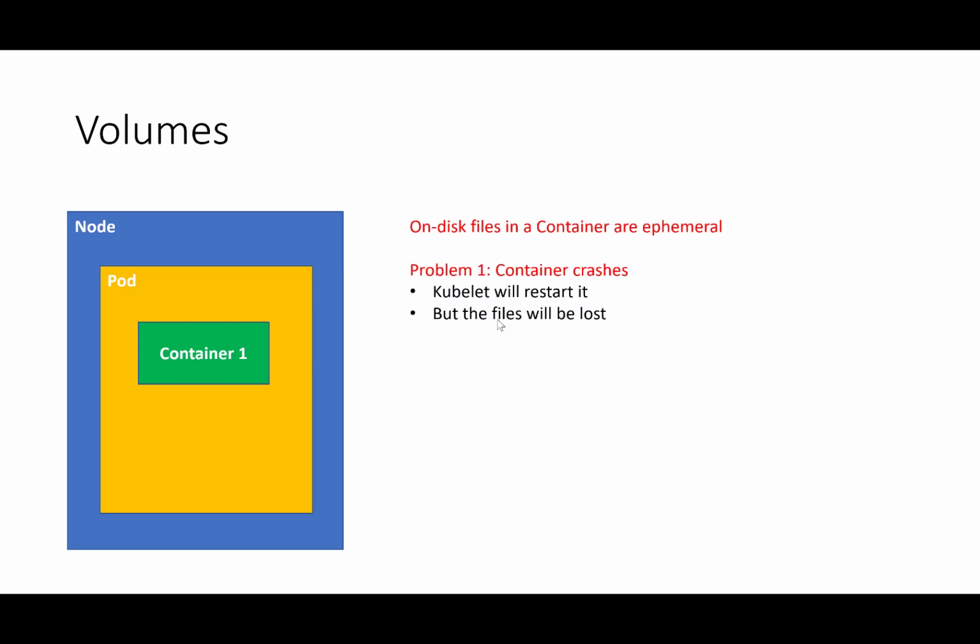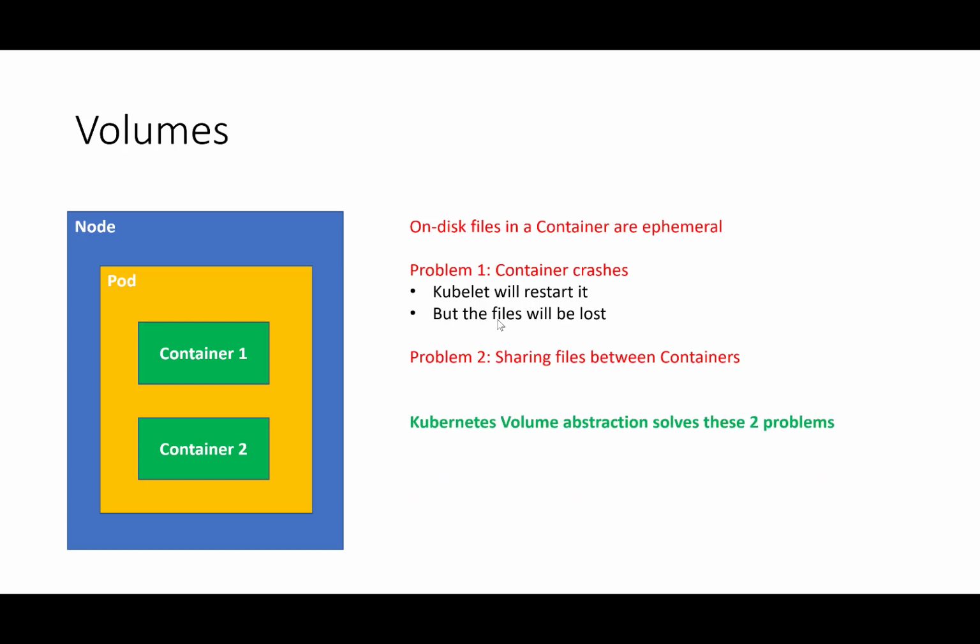So we have a couple of problems here. If the container crashes, the kubelet will restart the container, but it will restart it in a pristine mode. So any files that are stored in the container will be lost. The other problem that we also face is, say if we have two containers within a pod, it is very hard for container 2 to share files which reside in container 1. Now the Kubernetes volume abstraction solves these two problems.